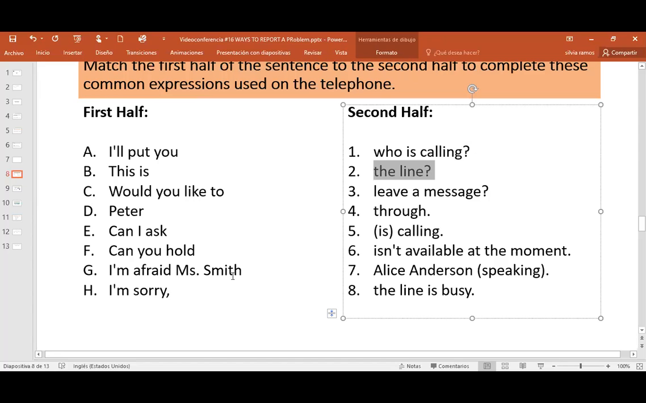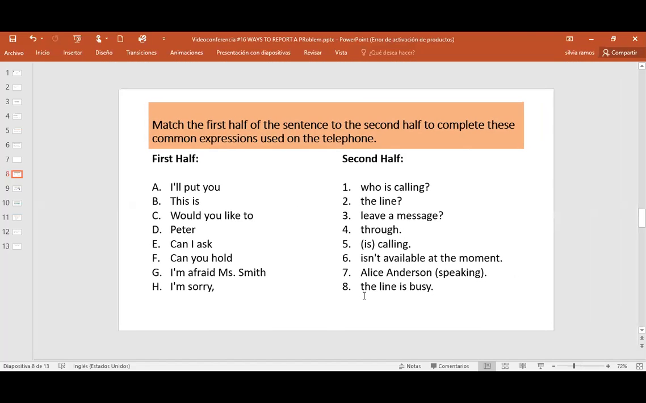Right. I'm afraid Mrs. Smith isn't available at the moment. No está. Cuando le dicen a uno, no, no hay nadie que lo atienda. I'm afraid Sandrita isn't available at the moment. Right. I'm sorry, the line is busy. Cuando están ocupados y en verdad no le van a pasar a nadie, le van a decir, I'm sorry, the line is busy. Okay? Now, do we understand all these phrases? ¿Entendemos esta frase, chicos? Yes.